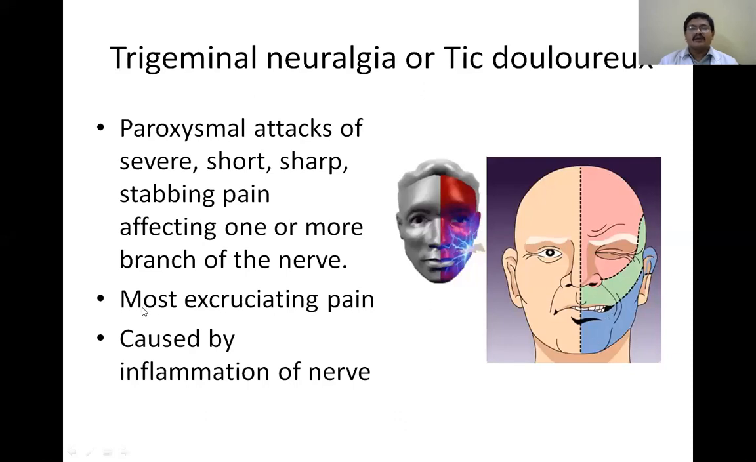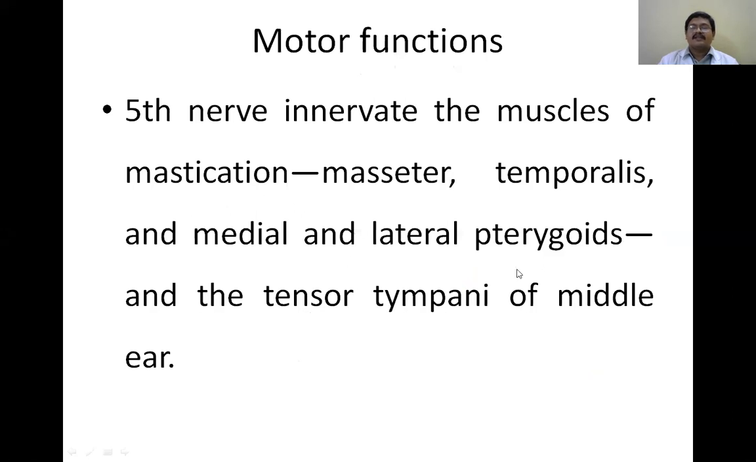Nowadays they use carbamazepine as the treatment for trigeminal neuralgia. It gives good results. But where alcohol is used in the Gasserian ganglion or the roots are cut, the defect is a loss of sensation on that side of the face. Then how will you test the motor function?